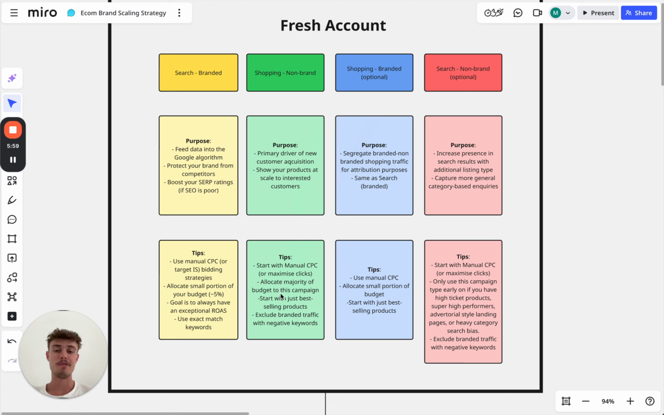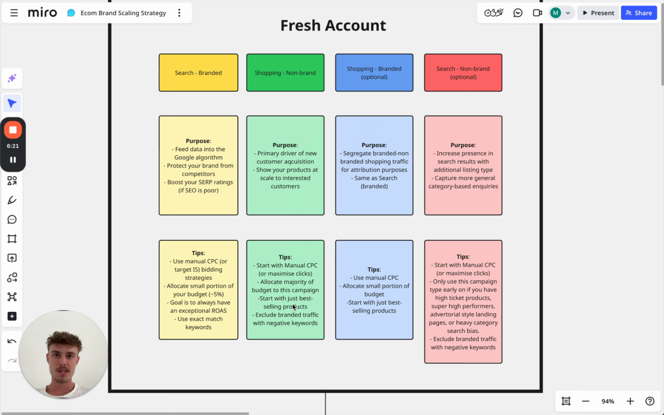Allocate the majority of your budget to this campaign, right? This is your primary driver of new customers. So you want most of your money in the Google Ads account going towards this campaign, usually around 70-80%, right, in the early stages, because this is where all of your genuine, high quality, incremental traffic is coming from. So allocate a good portion over here and do not be afraid to give it some money.